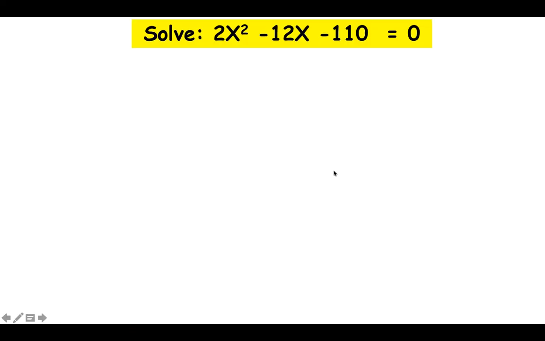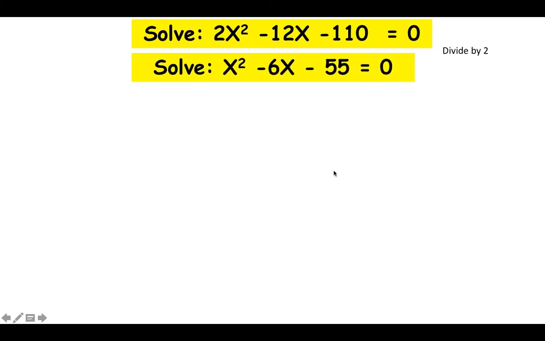So here's a problem. I've made an easy one first just to take you through the process. 2x squared minus 12x minus 110. Now, the key thing to remember here is that if there's a coefficient of x squared, we need to divide by that before we apply this method. So in this case, we'll divide by 2, and we'll get x squared minus 6x minus 55.